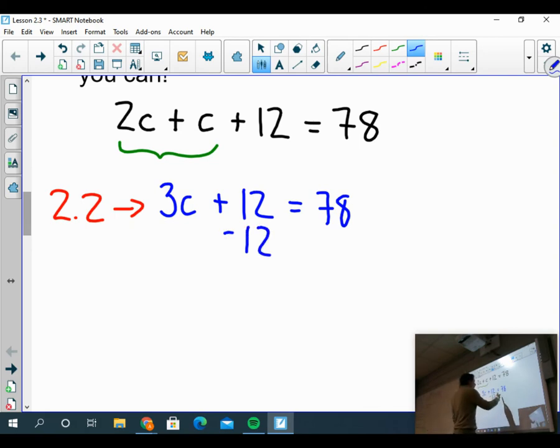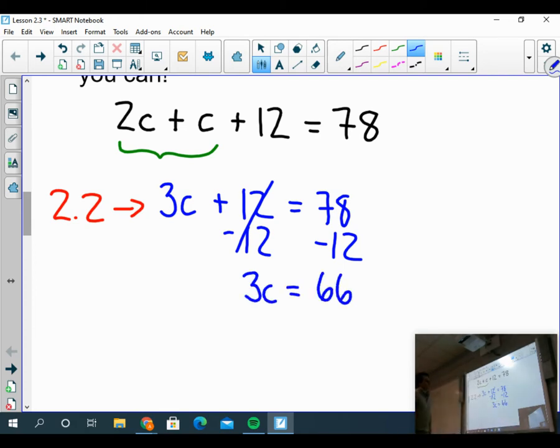I'm going to subtract 12. Remember, we always want to get rid of the constant that's on the same side as the variable, because we want the variable by itself. So how am I going to get rid of that constant? Well, I have a plus 12, so if I introduce a minus 12 into that left side, the plus 12 and the minus 12, being like terms and inverse operations with the same value, will cancel. But what I do to one side, I must do to the other, so I subtract 12 from the right side as well. And I get 3c equals 66.